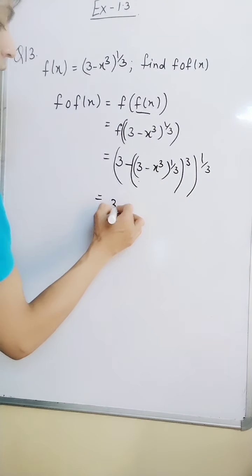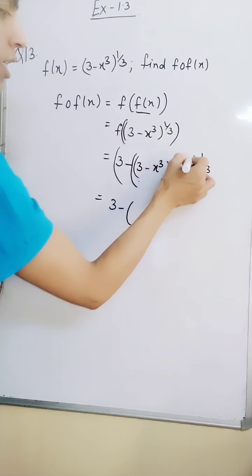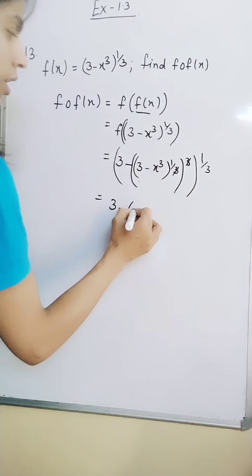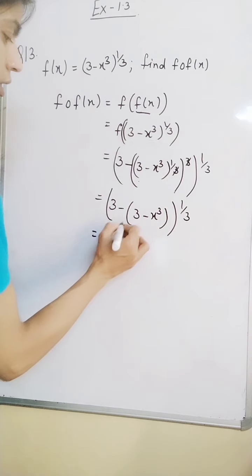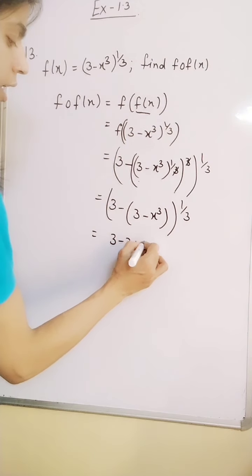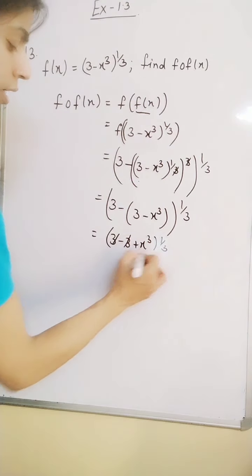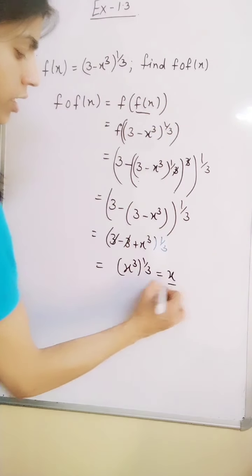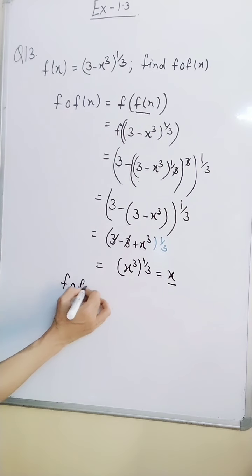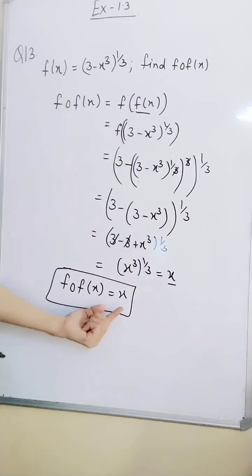Now solve this. 3 minus (3 minus x cube), this 3 is cancelled with this 3, right? This is 3 minus 3 plus x cube, whole power 1 upon 3. 3 will cancel. x cube and x cube power 1 upon 3 is equal to x. So f of f(x) is equal to x. Clear? So this is the value of f of f, which is x. Clear?